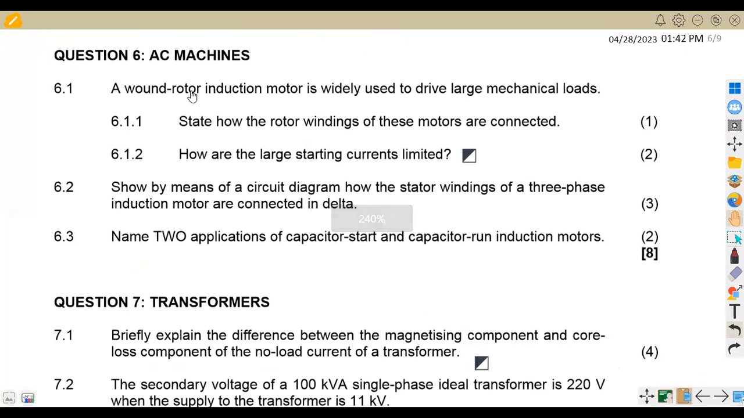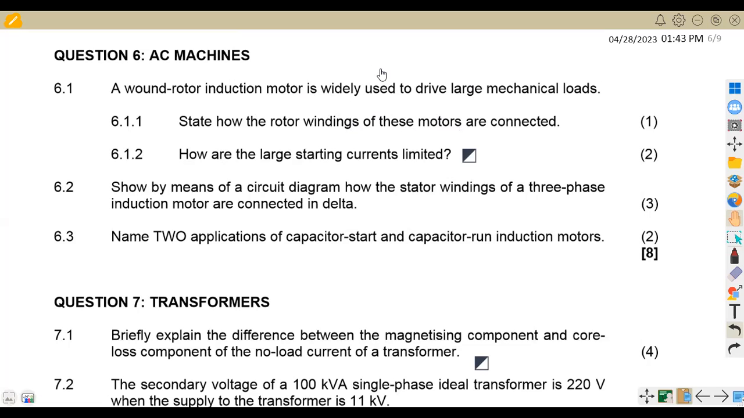On question 6, which is on AC theory, you are given a wound rotor. A wound rotor induction motor is widely used to drive large mechanical loads. State how the rotor windings of these motors are connected. So how do you connect the rotor windings in order to achieve this?